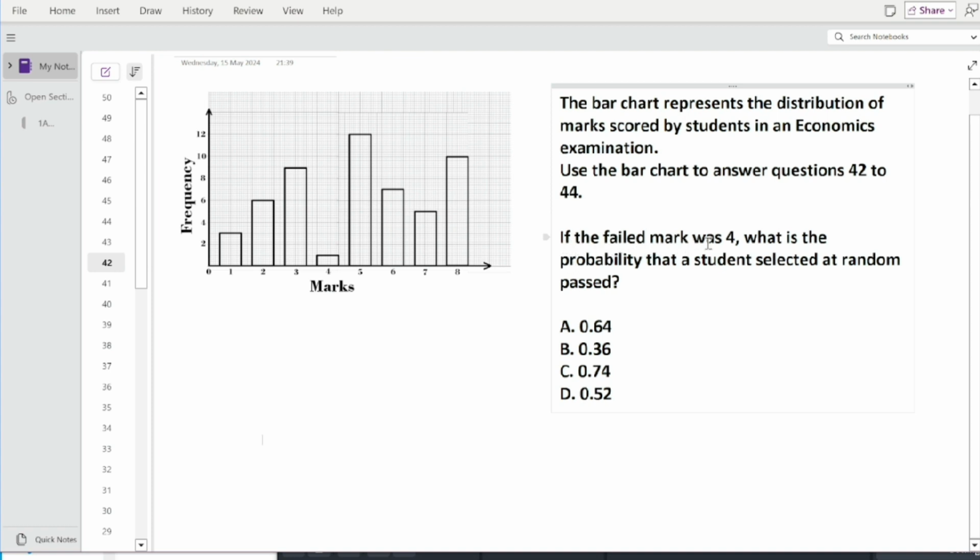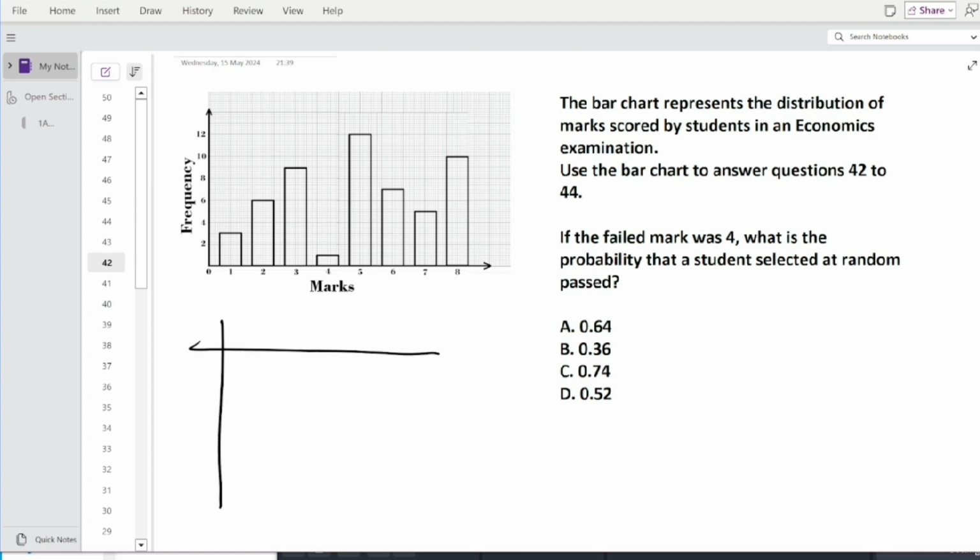If the failed mark is 4, what is the probability that the student selected at random passed? So that means students who passed would have to have had at least 5 marks. So we have this, and this. Now first, we can convert this bar chart into a table form so it will be easy for us to solve the question. So let's just create a table below.